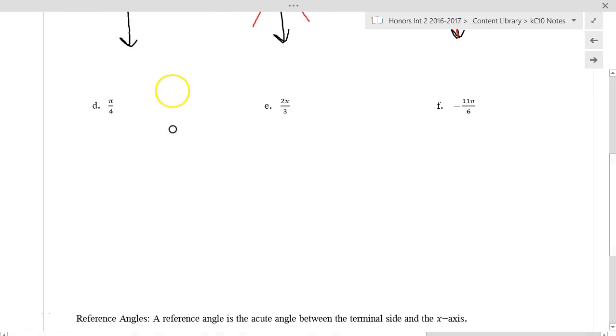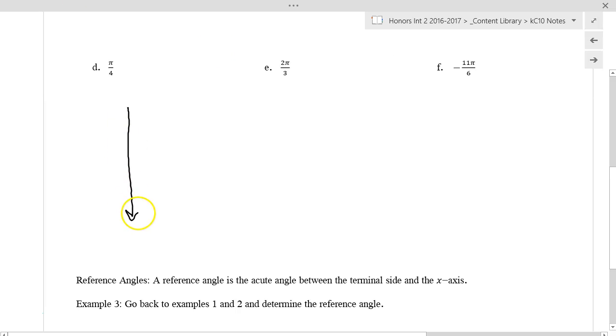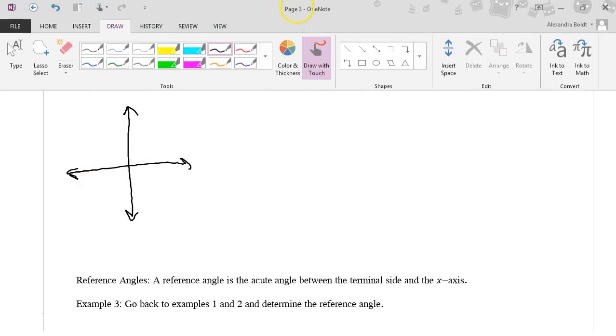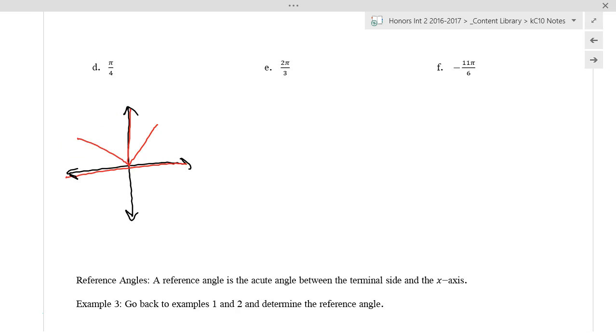Looking at our next example, example B, pi over 4. I'm going to split this first half into fourths. 1, 2, 3, 4. So here my y-axis does count as the end of one of my sections. If it's just pi over 4, technically there's one of them. I'm only going one of those sections. 1 pi over 4. That's in quadrant 1.